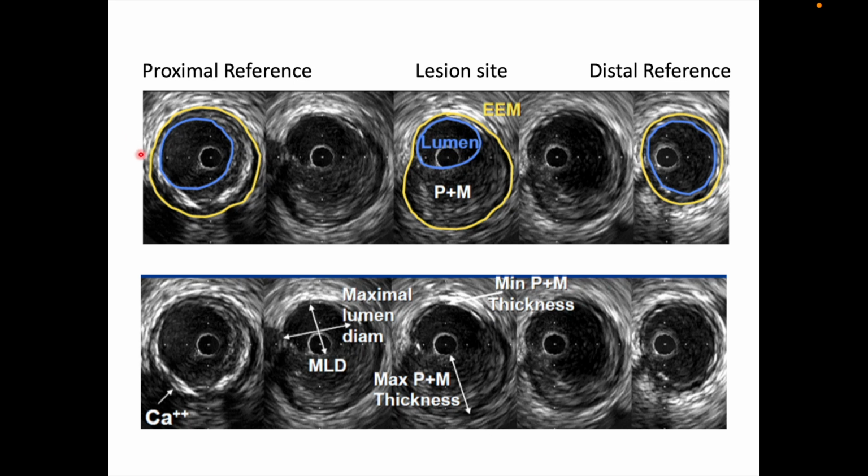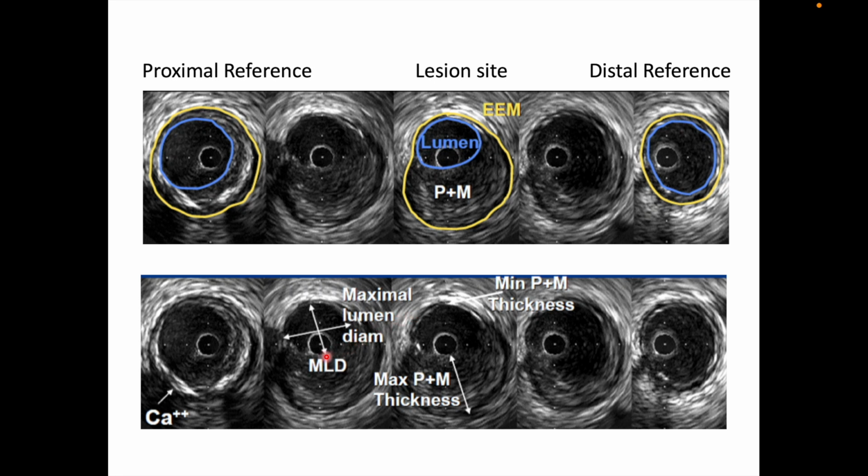Now, at the proximal reference segment, you calculate the same things. That's the lumen area and the external elastic membrane cross-sectional area. You calculate the same at the lesion site, and you calculate the same at the distal reference segment site. Then what else can you do?